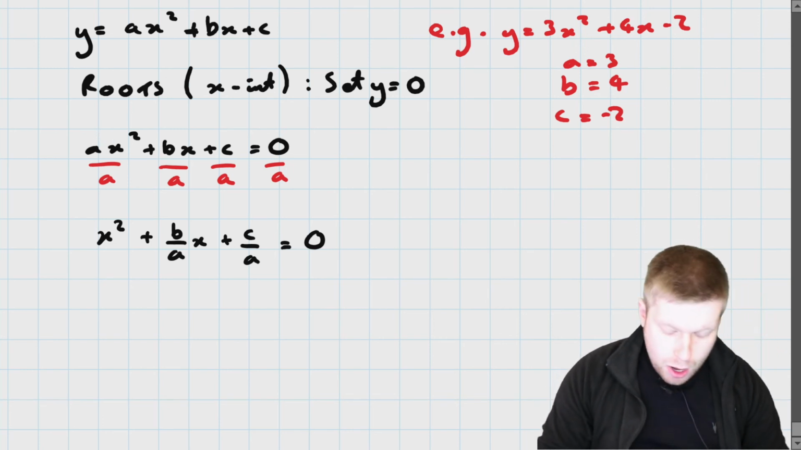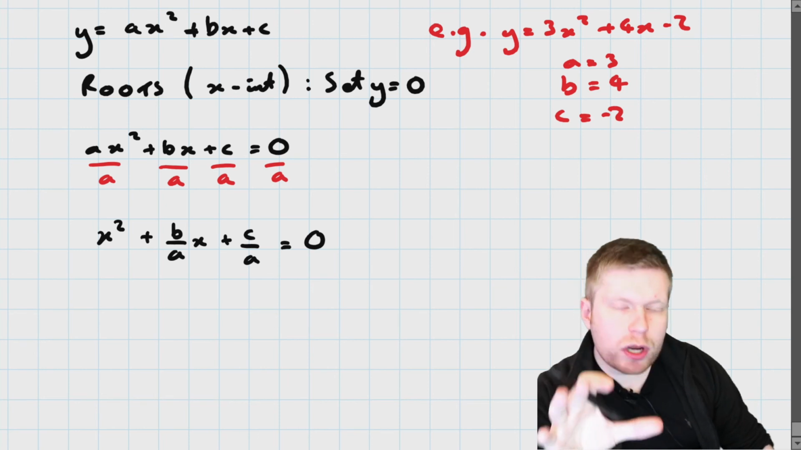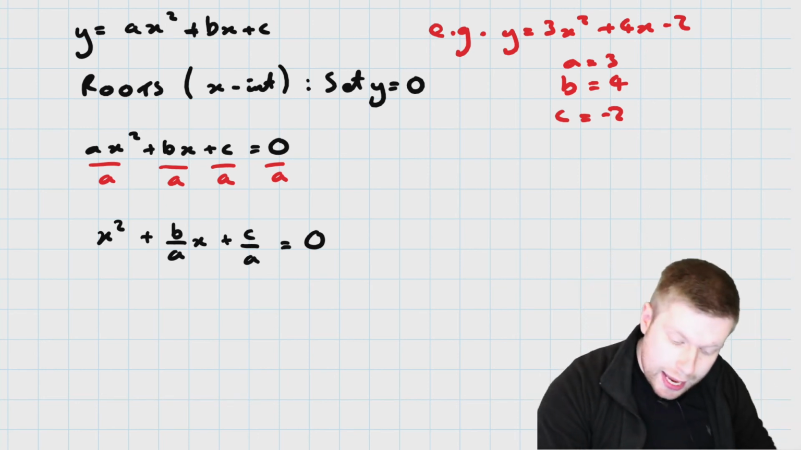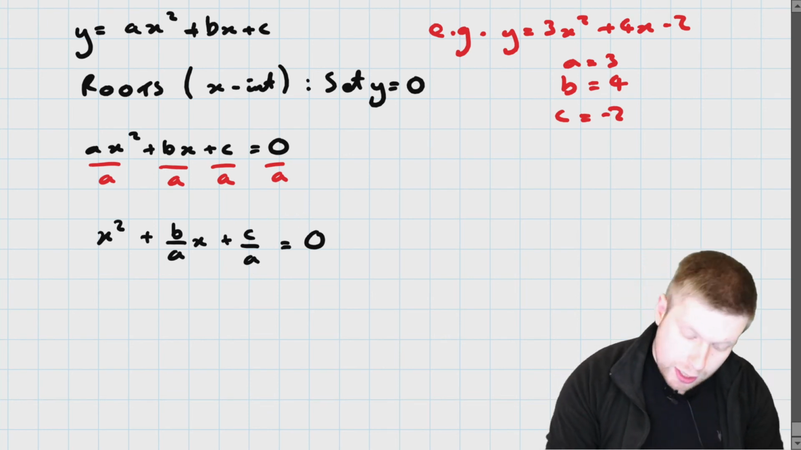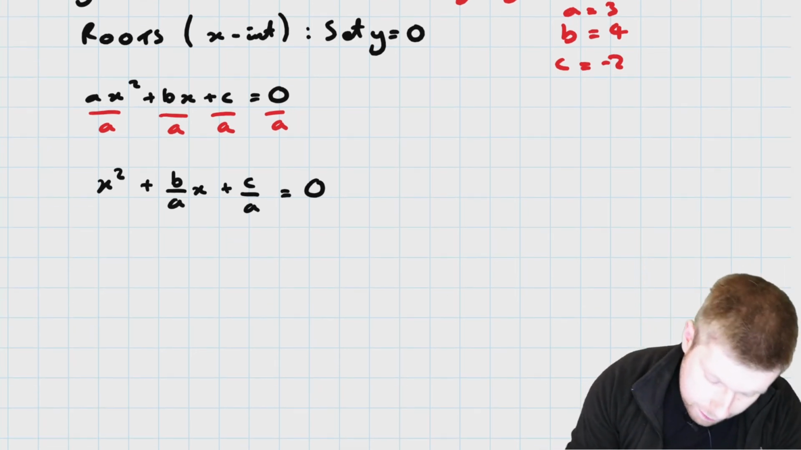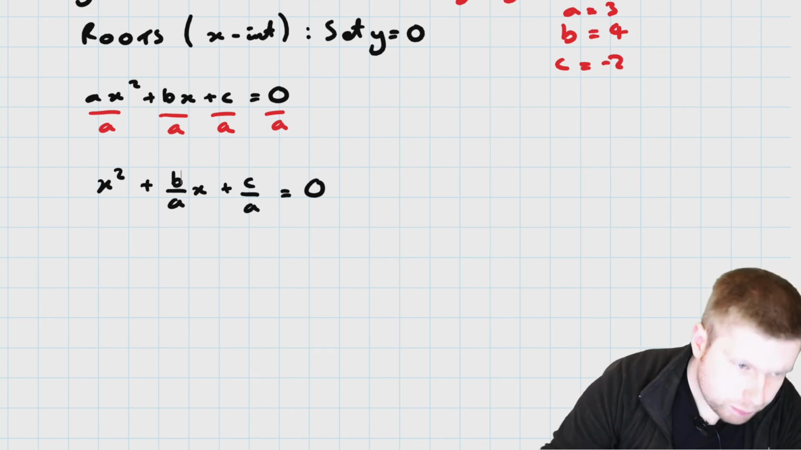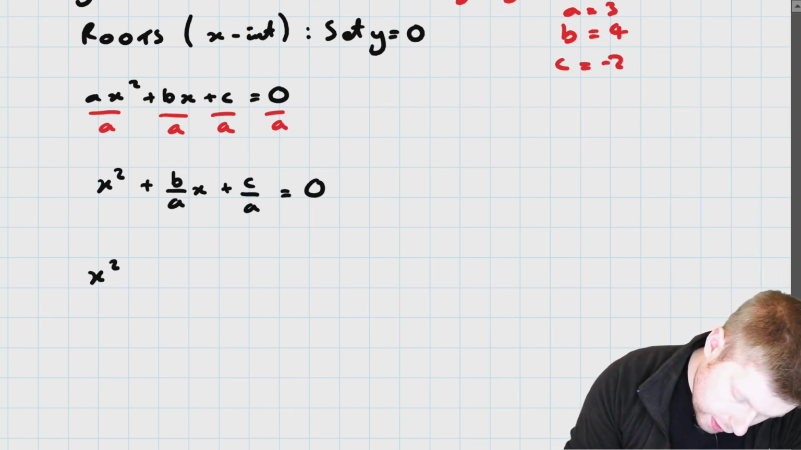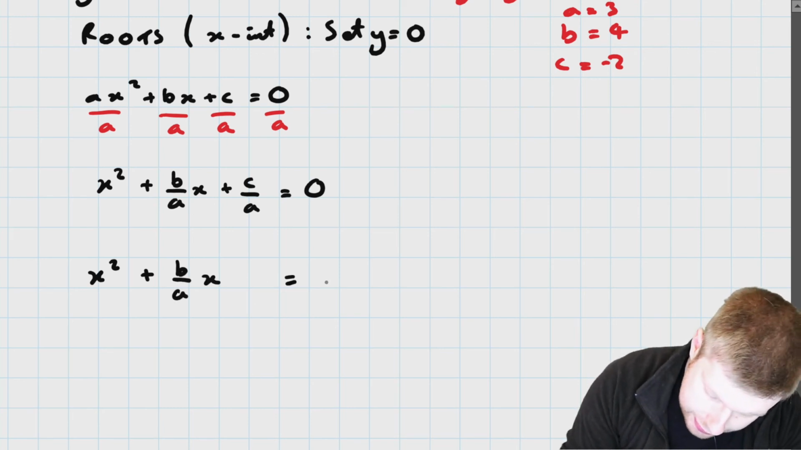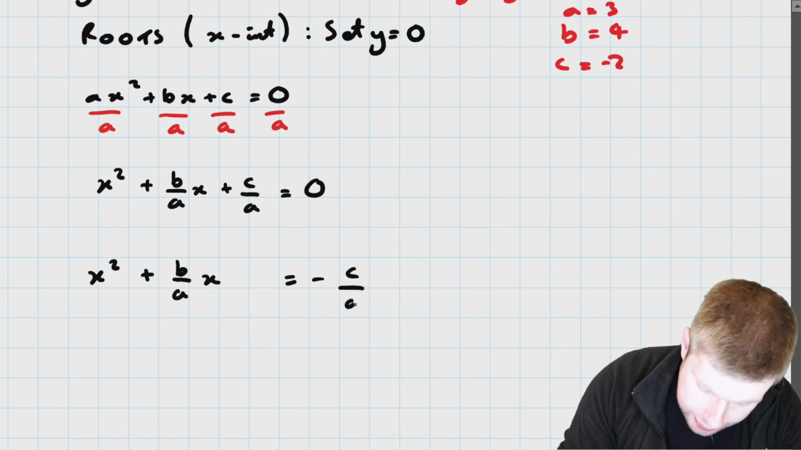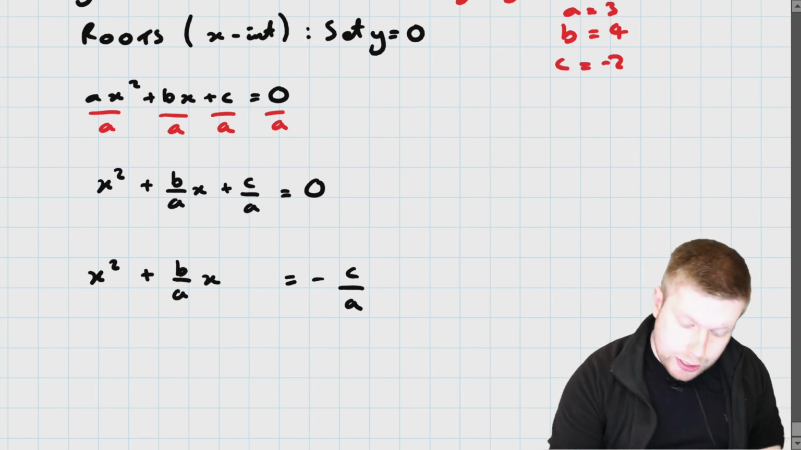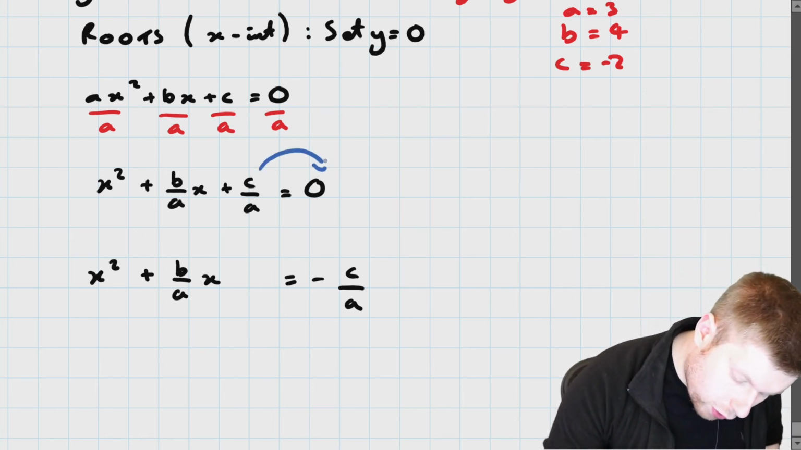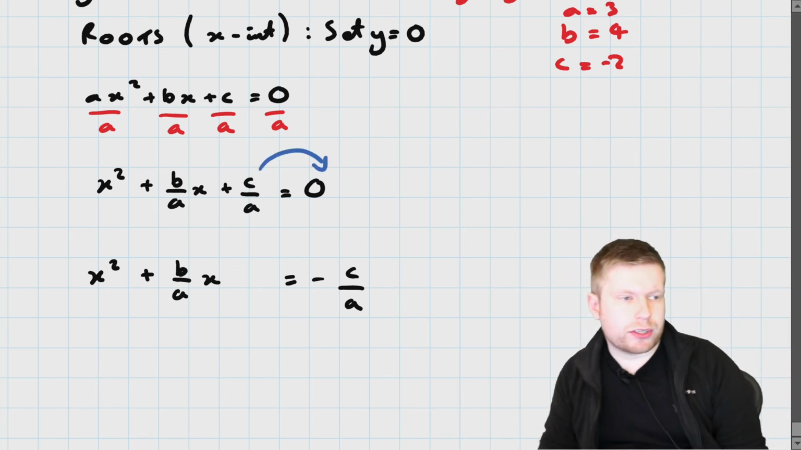Okay. All right, fine. So actually, because I want to complete the square on this, I am going to take this c over a over to the right hand side. I'm going to get rid of it. All right. So I'm going to do that by taking away c over a. So I'm going to end up with x squared plus b over a times x. And I'm going to take the c over a to this side. So it's going to become minus c over a. All right, fine. So far, so good. So all I've done at the moment is literally made the quadratic monic and just taken the c over a term to the other side, so it's out of the way.